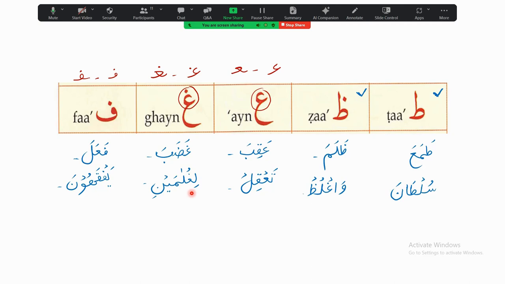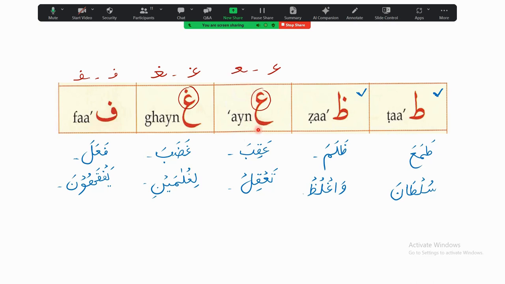Okay, so for these two letters again, when they come at the end, their shape will be this attachment, and it will look like this as well.